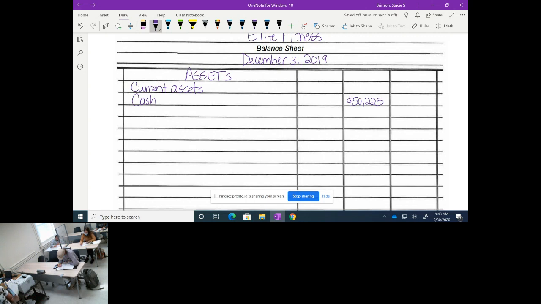Probably be smart when you're doing these to check off the ones you want. What's next? Suppliers. No, there's something that goes before that. So accounts receivable. Okay, so that's 15,425. Okay, so what would be next? Supplies. Supplies, 6,200.